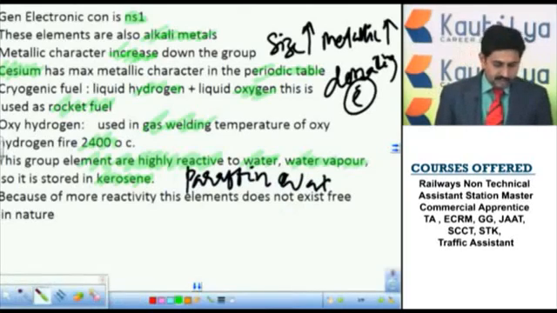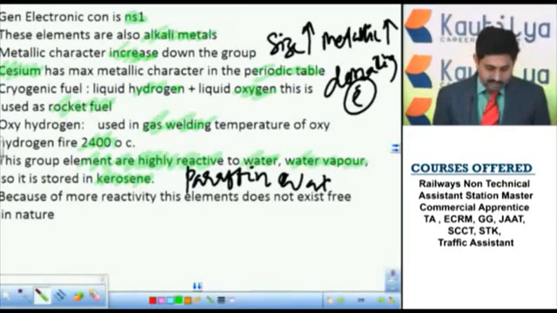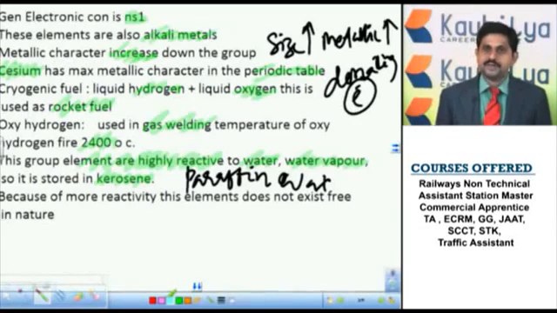These are more reactive, so because of this they are not available free in nature. They are available only in combined form, and we cannot separate these metals by the process called metallurgy, by simple roasting or simple calcination. The ores of the first group elements like potassium and sodium cannot be separated by simple methods, because these are more reactive.